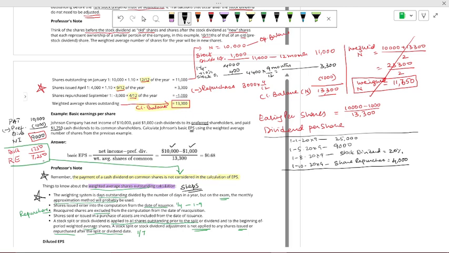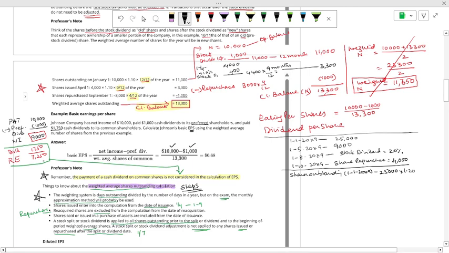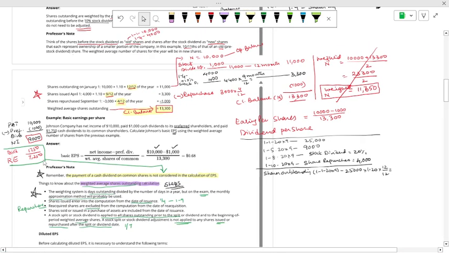You tell me, I will write here. First of all, shares outstanding 25,000 times 1.2, since the stock dividend is 20%, times 12/12. It comes to 30,000.